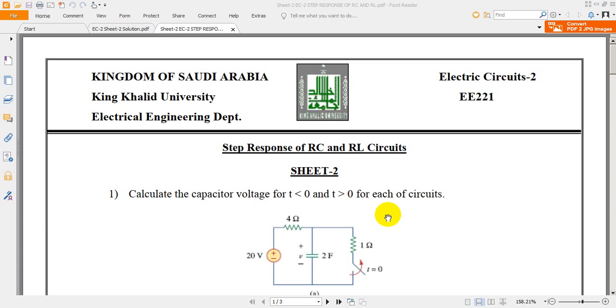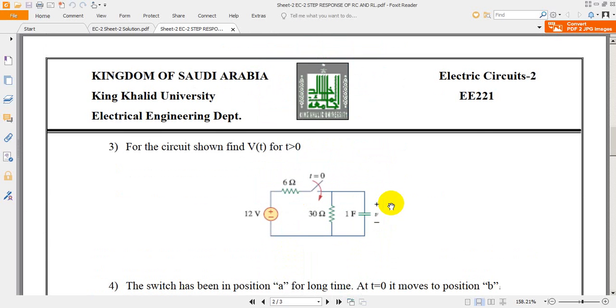Welcome to the second session of the step response of RC and RL circuits. In the previous session we discussed the step response of RC circuits. In today's session we will be discussing the step response of RL circuits. We have finished problem number 4.